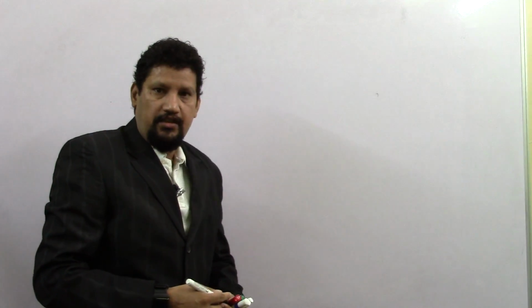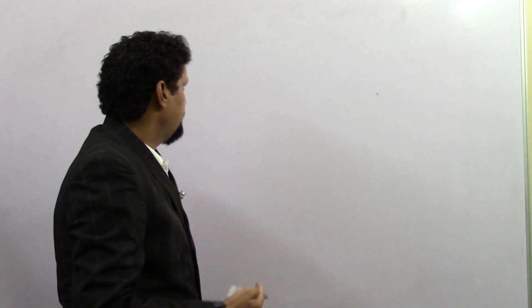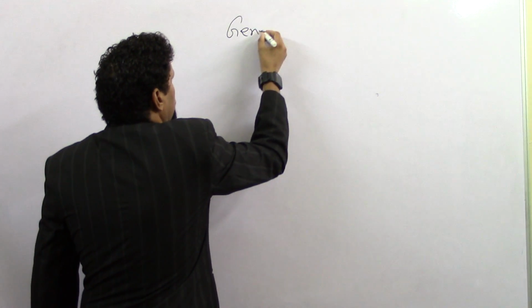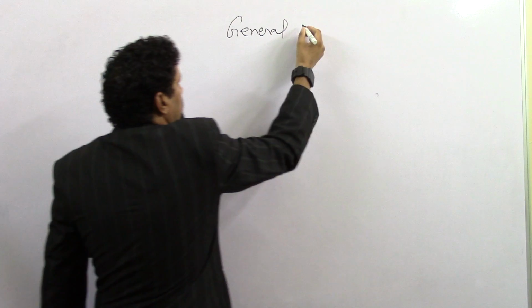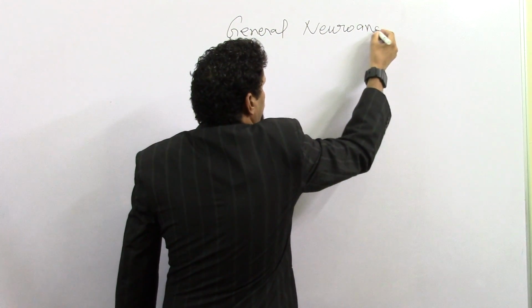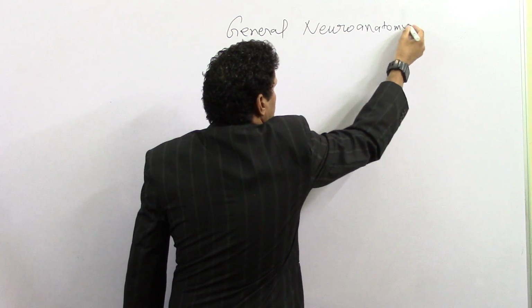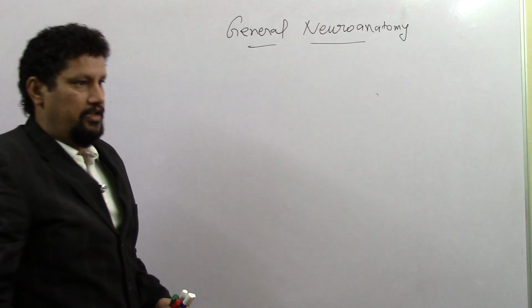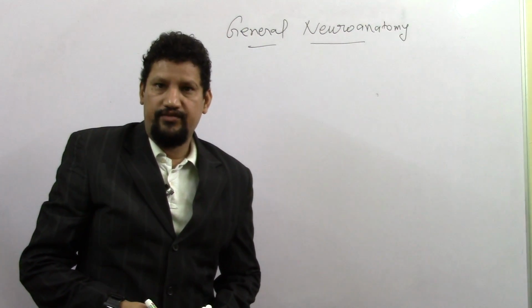In my last lecture, I was talking about the structure of the neuron and axon. So, this is a lecture on general neuroanatomy. In my last lecture, I was talking about the structure of the neuron.